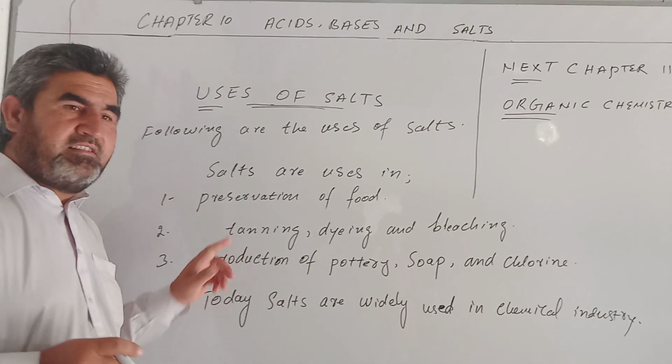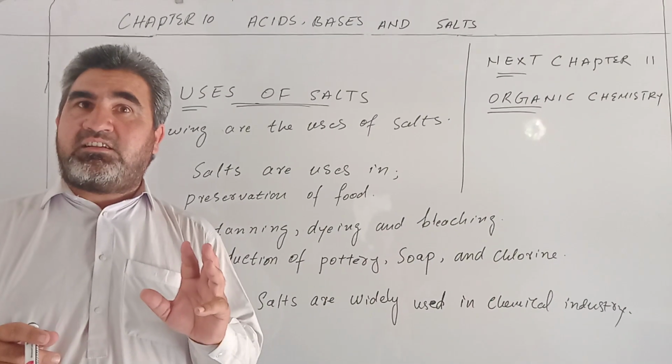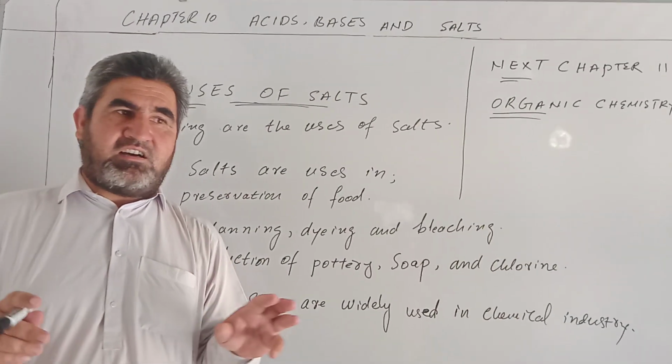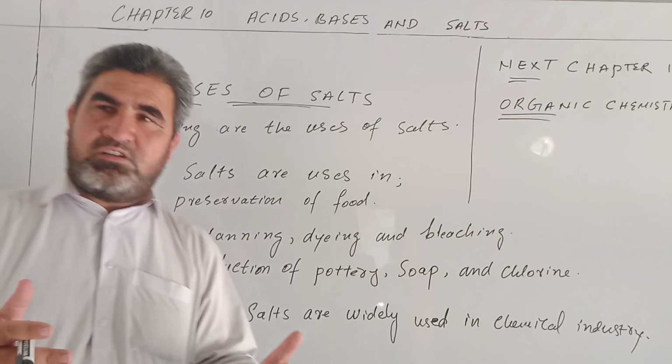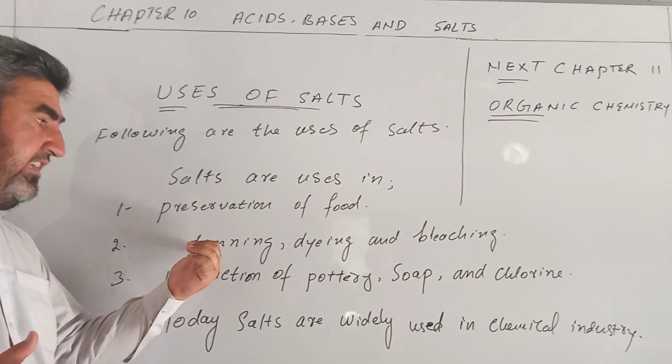What is tanning? The conversion of skins into leather is known as tanning. It is a process in which skins are converted into leather for the production of leather. This term is known as tanning.